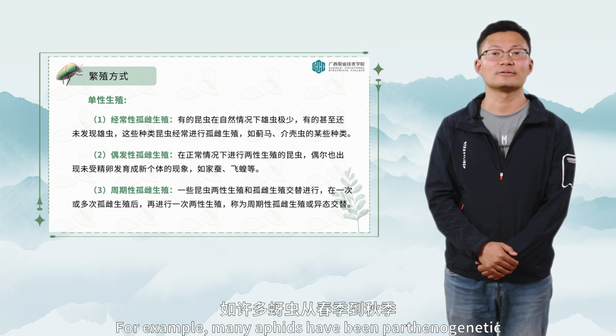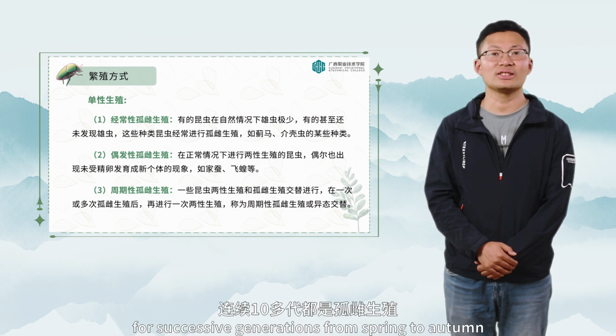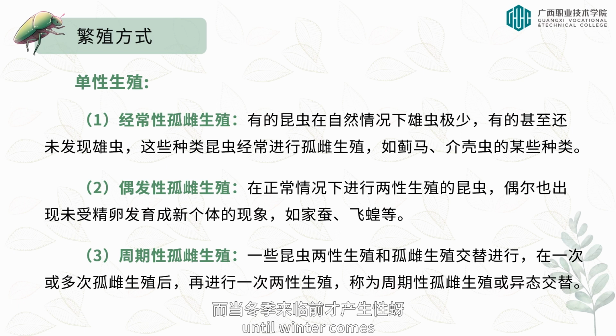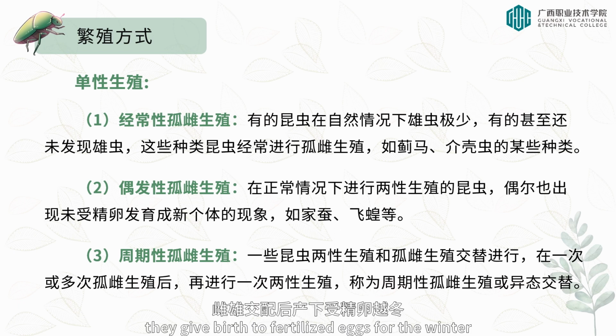For example, many aphids reproduce by parthenogenesis for successive generations from spring to autumn. In general, they do not produce sexual aphids. Until winter comes, after male and female mating, they give birth to fertilized eggs for the winter.